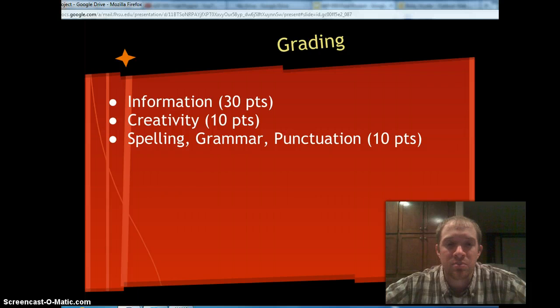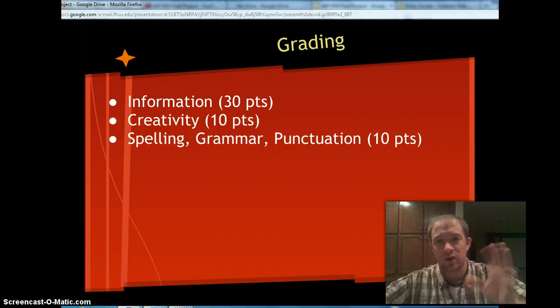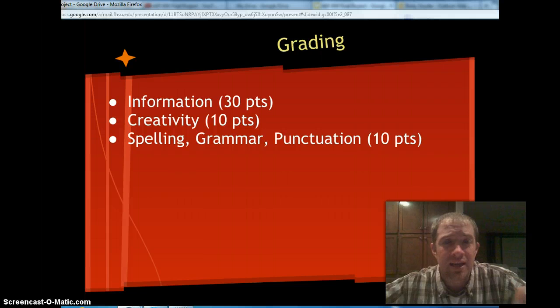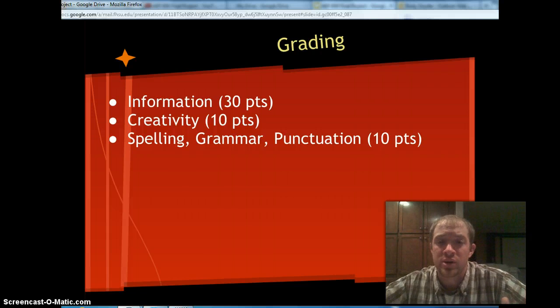And then the last 10 points, so this will be a total of 50 points for your project, will be spelling, grammar, and punctuation. Yes, I know this is not an English class, but you still have to have those correct things on there and make sure that the infographic is good, because if it's not, I'm not going to read it if you have misspellings and incorrect grammar and incorrect punctuation all over the place.